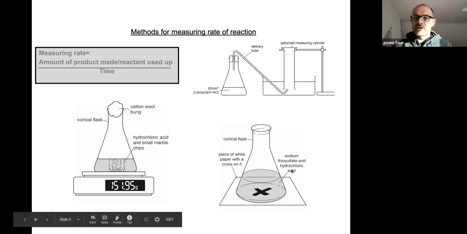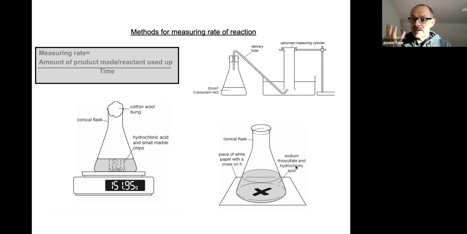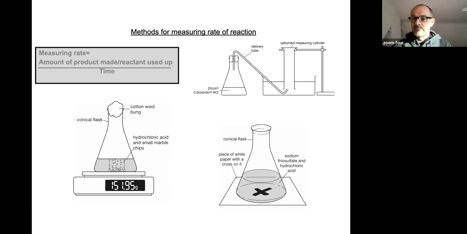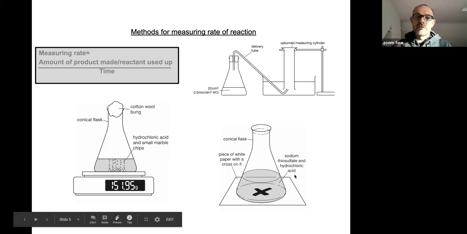But this one is when there's a clear color change. So sodium thiosulfate and hydrochloric acid goes cloudy. It goes from being clear to really cloudy, like milk. And so what you do is you put a dark cross on a piece of paper, you put it on top, and you can time it until the cross disappears. You can change the concentrations and measure it like that. But these are your three methods.